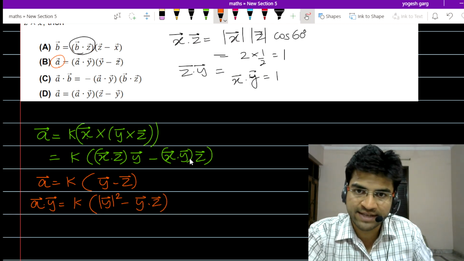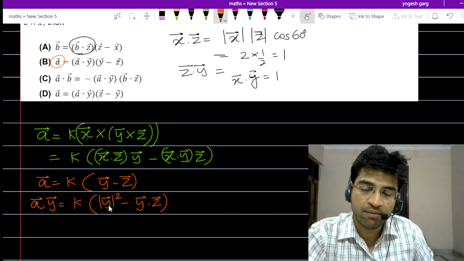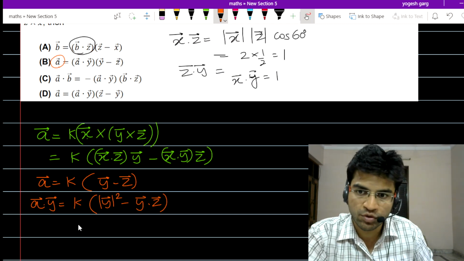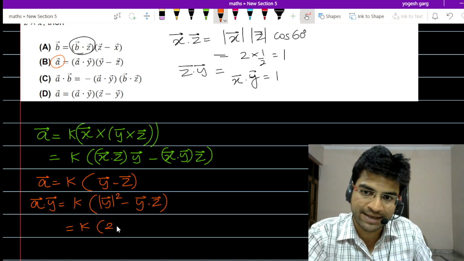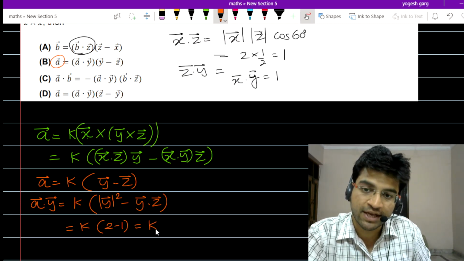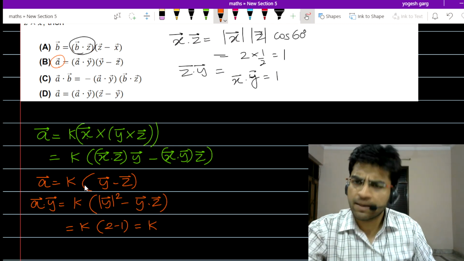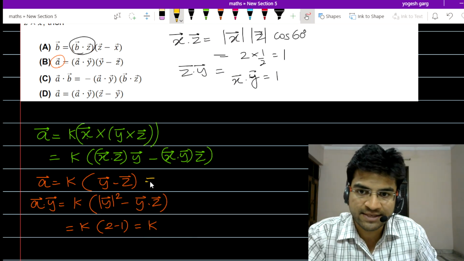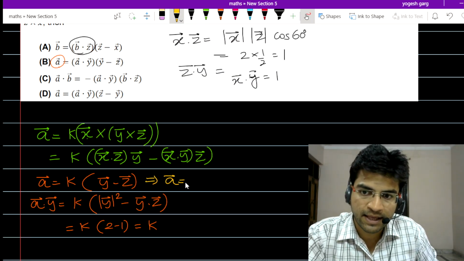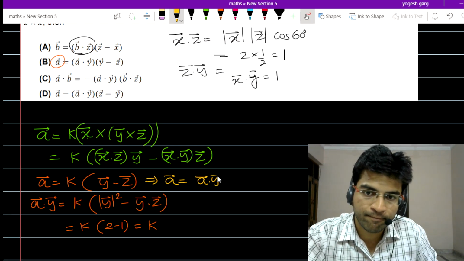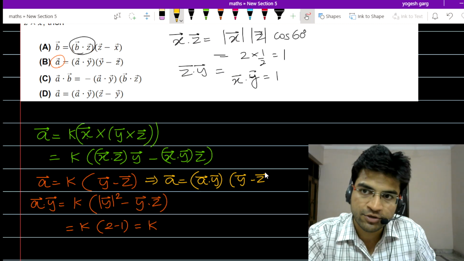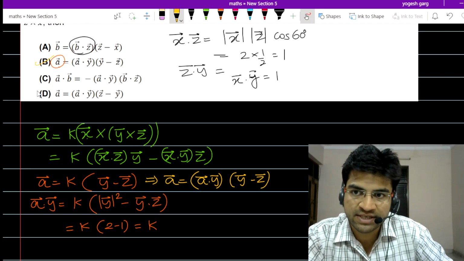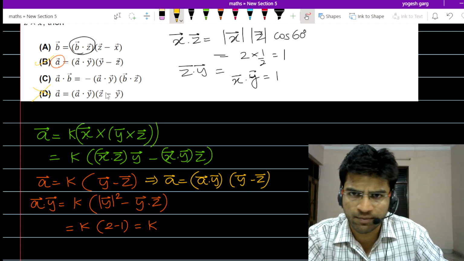So y dot y is equal to mod y squared, minus y dot z. Now we know y dot z is equal to 1, and mod y is √2, so its square is 2. So this is k into 2 minus 1, so this is only k. So this is the value of k. Replace it over here. So we get the A vector as k, which is A dot y, into y vector minus z vector. So it means B is correct, and obviously D is not correct because D is just the opposite of this.